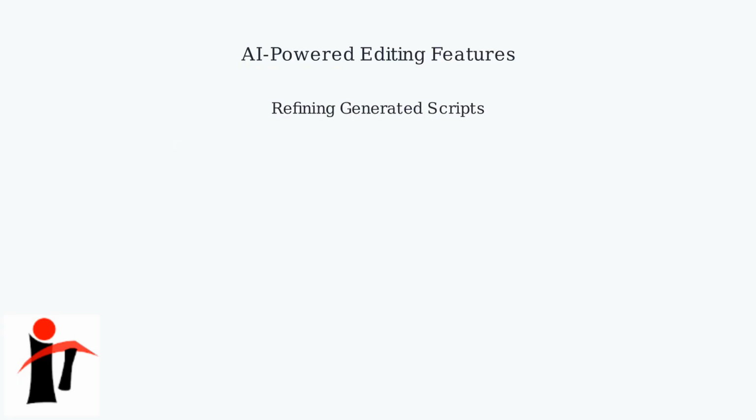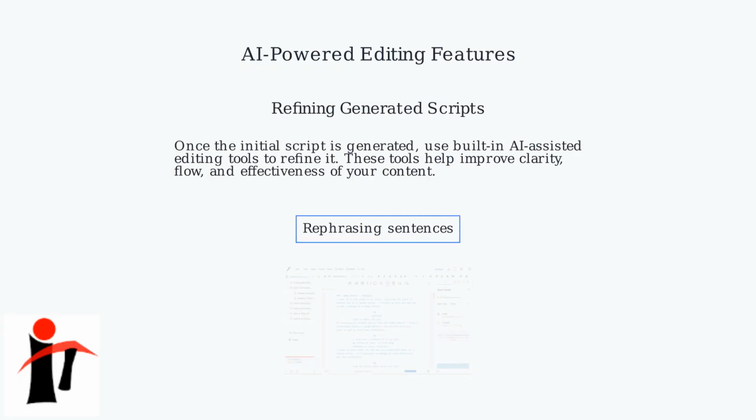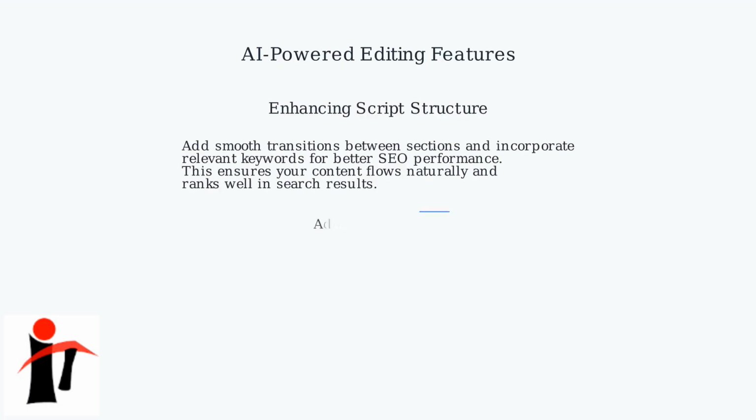Once the initial script is generated, use built-in AI-assisted editing tools to refine it. These tools help improve clarity, flow, and effectiveness of your content. Add smooth transitions between sections and incorporate relevant keywords for better SEO performance. This ensures your content flows naturally and ranks well in search results.